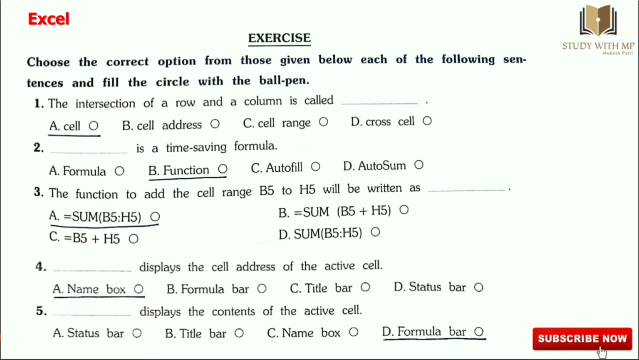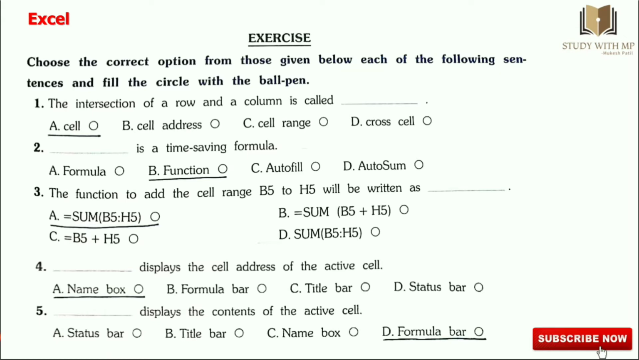Choose the correct option from those given below each of the following sentences and fill the circle with the ball pen. First, the intersection of a row and a column is called cell. Second, function is a time-saving formula. Third, the function to add the cell range B5 to H5 will be written as =SUM(B5:H5). Fourth, name box displays the cell address of the active cell.